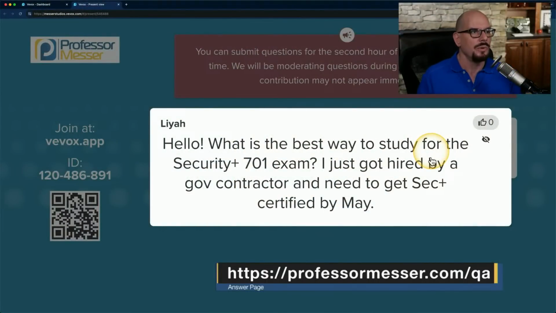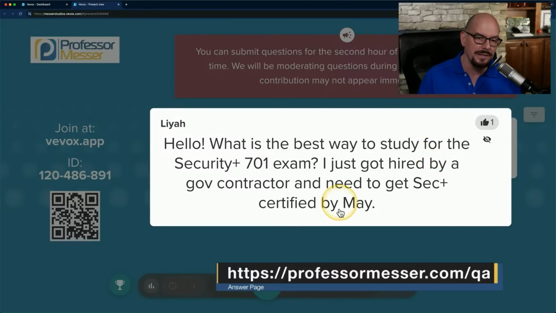Other questions. Here's one that's more of a broader question. So I see this all the time. Leah asks, hello, what's the best way to study for the Security Plus 701 exam? I just got hired by a government contractor, and government contractors in the U.S. love the Security Plus certification. I need to get Security Plus certified by May. That is a great time frame, by the way. So they are being very reasonable in how long it might take someone to study for this exam.